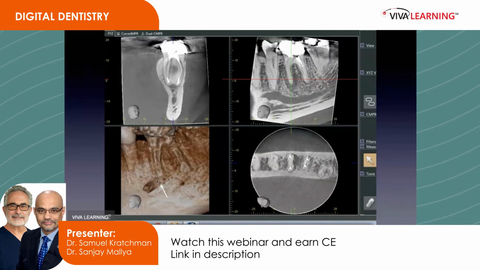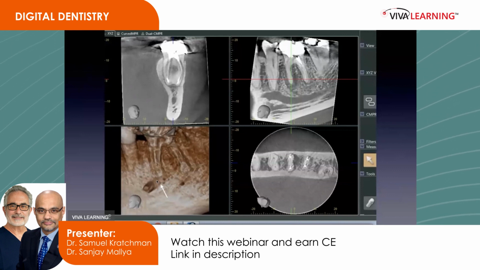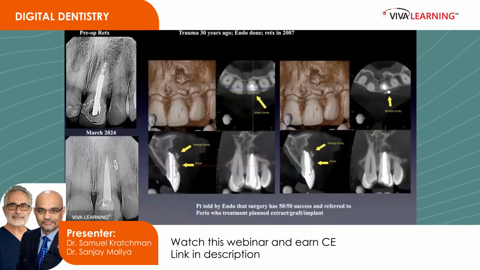I call the patient, I say, guess what? Too dangerous to do surgery. The cone beam has now changed my treatment plan, and I'm going to do a conventional retreatment.